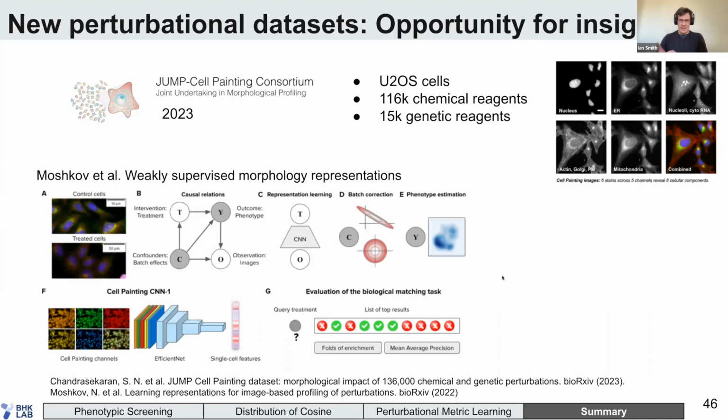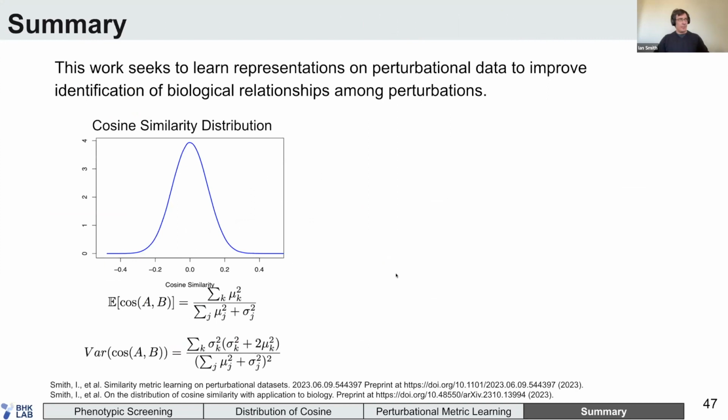And also from the Carpenter lab, to your question earlier, Prudencio, Moshkov et al. also uses weakly supervised learning specifically to do morphological representations and learn features from a convolutional neural network that better represent the underlying space, and they do some batch effect correction in their paper. So that's quite an interesting approach.